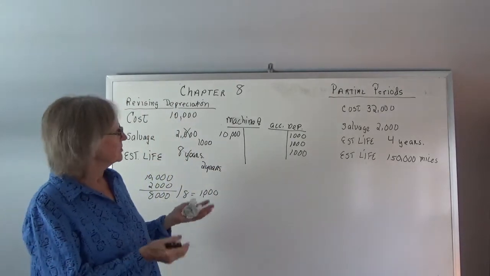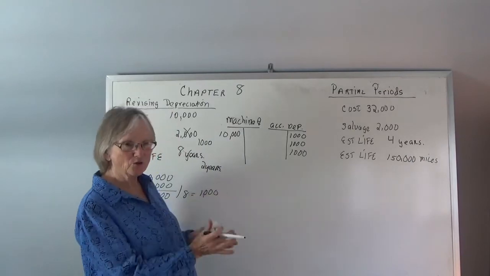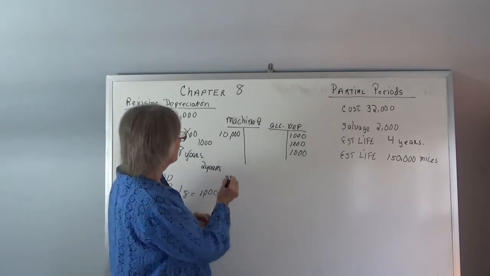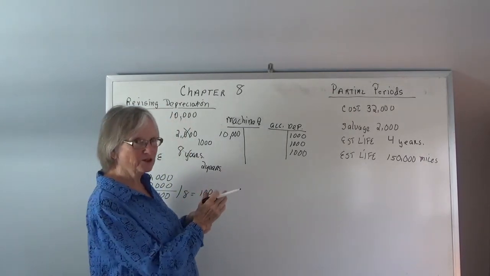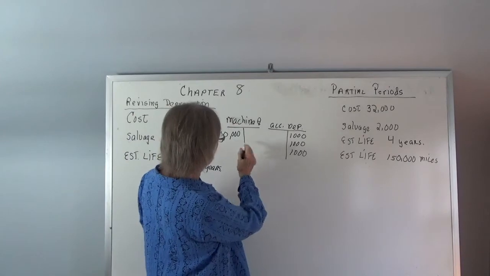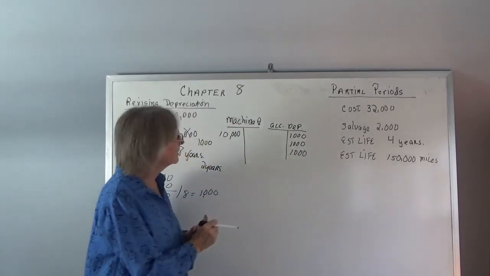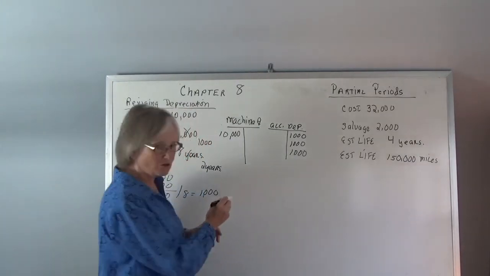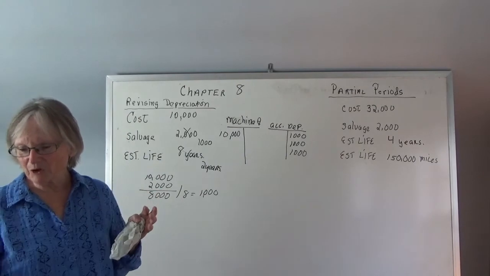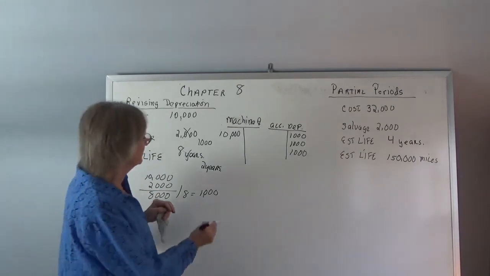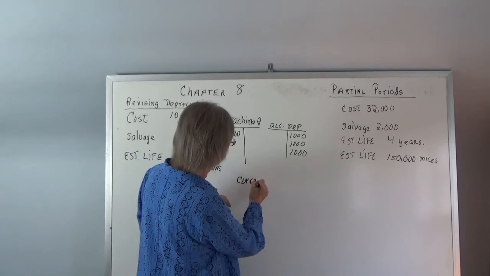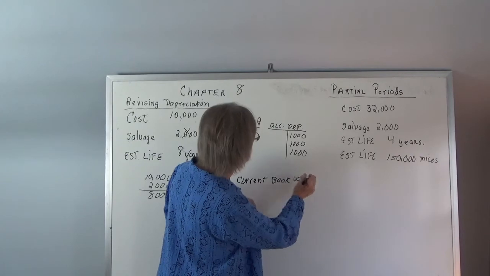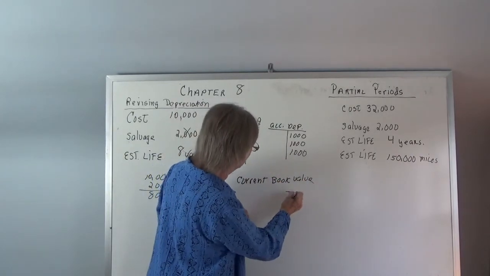Well, the first starting point, it's a 2-step process. You start with the current book value of the machine or the equipment. Current book value is cost less accumulated depreciation to date. So that would be 10,000 less the 3,000. So this is our starting point when we do the revision, current book value. Okay, so the current book value is $7,000.